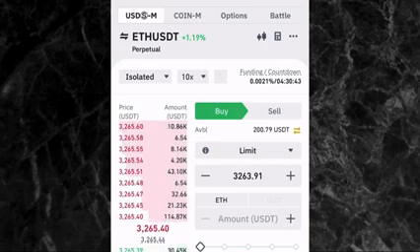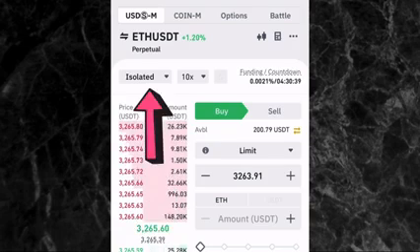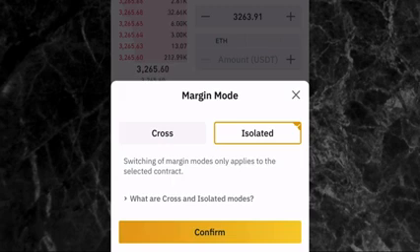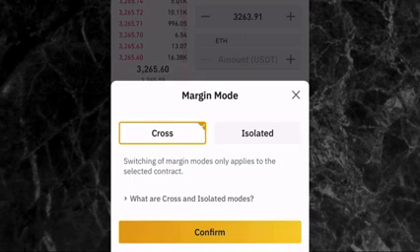Now, the next thing I need to explain to you guys is isolated margin and cross margin. So if you tap where these arrows are pointing to, once you tap on it, it's going to give you the cross margin and the isolated margin. So now they are both different. Now, if you are using the cross margin to trade, it means that once you get liquidated, you are going to lose all of your money, including the money in your wallet.